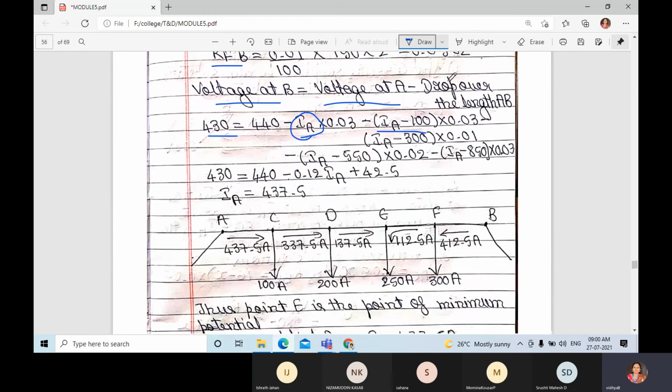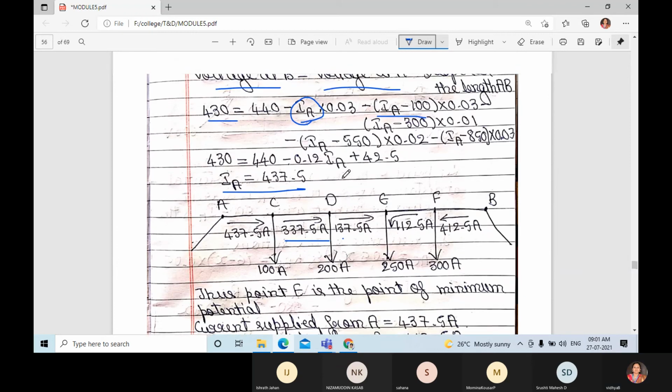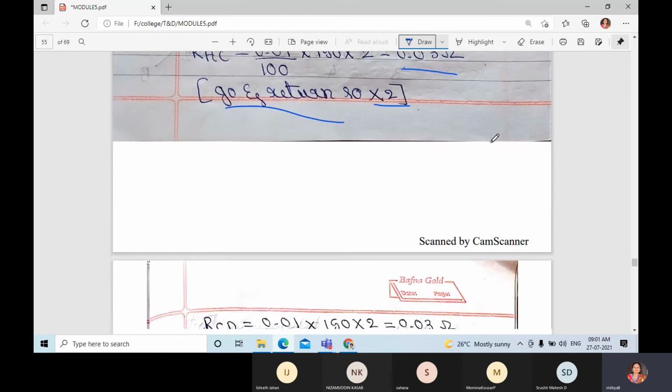We have substituted here, and finally from this equation you will get IA equal to 437.5. Substituting into IA minus 100, you will get 337.5 amps. Then IA minus 300, IA minus 550. Just substitute the value of IA and you will get the current values.